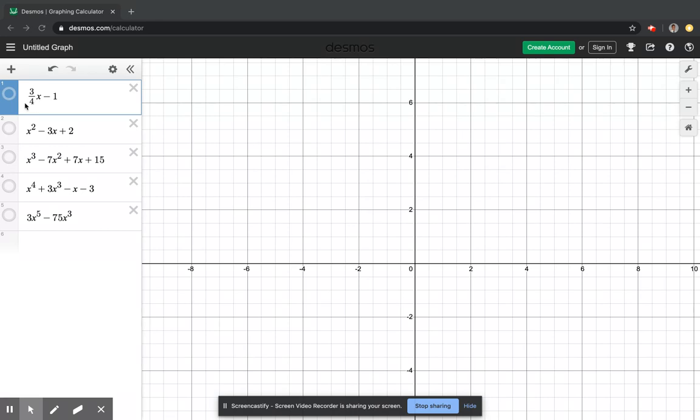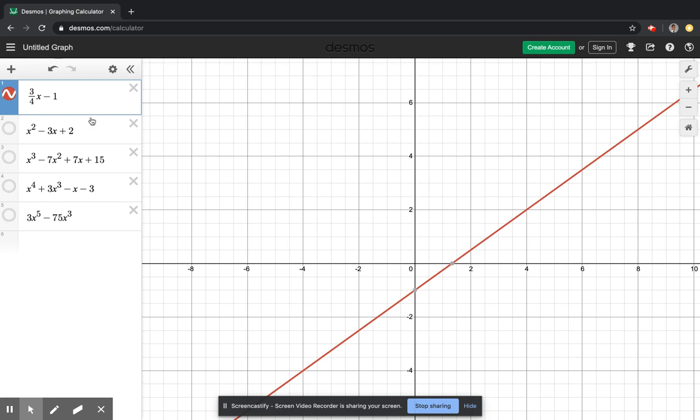So the first one we can see is 3/4 x minus 1. And if we turn that graph on, we can see that we have a linear function, and one of the zeros is at 1 1/3. And that's basically where we cross the x-axis. We notice that the degree of the linear function is 1, and so it only crosses one time. The next one we see is a quadratic function, and we have x squared minus 3x plus 2.